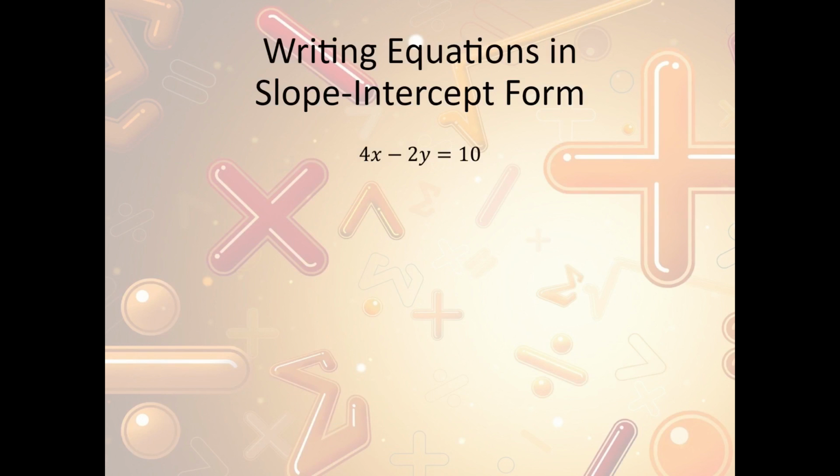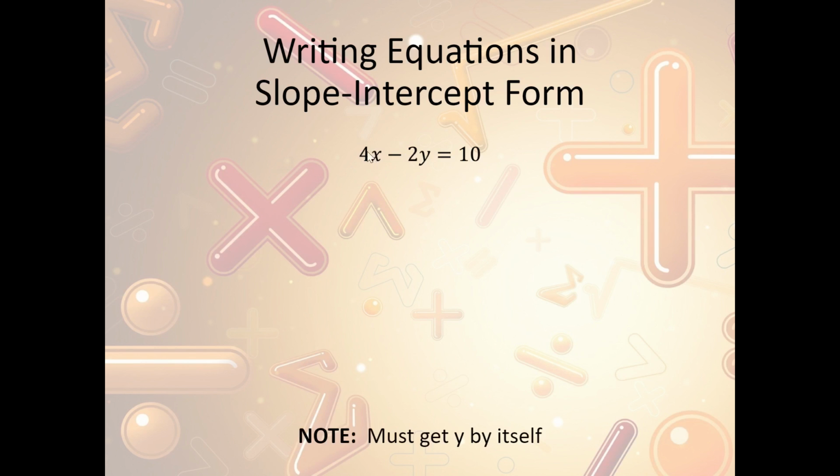Well, that presents a problem. I can't actually graph it unless it's in slope-intercept form. So I know that it needs to look like y equals mx plus b. So I need to get y by itself. So anything that's not y, I'm going to move to the other side.